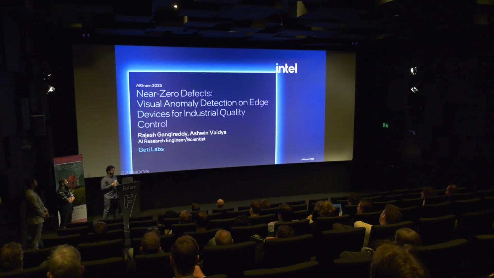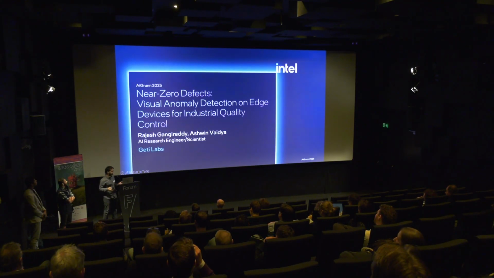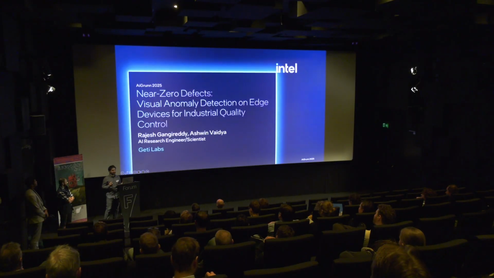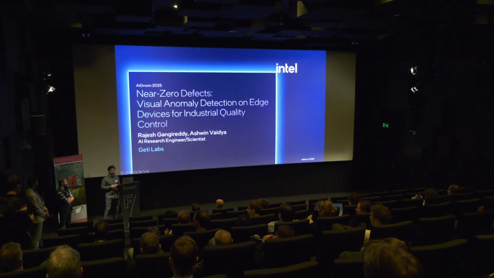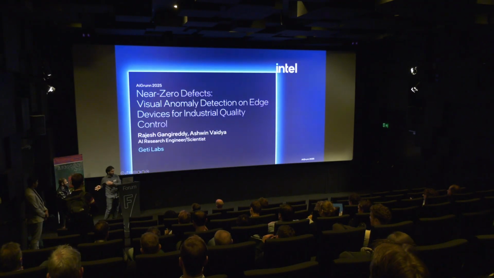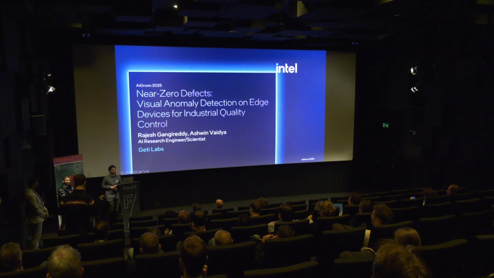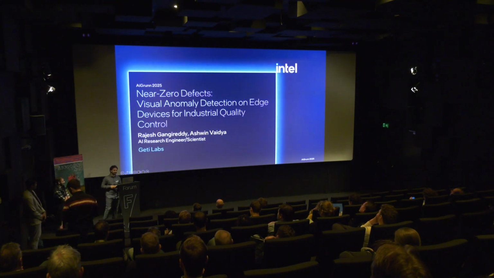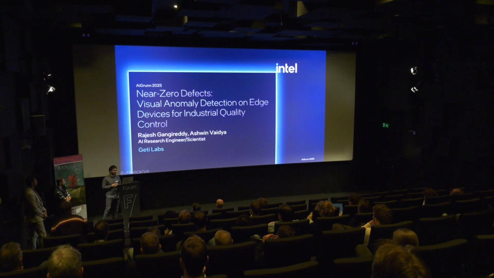So the title, as you can see, is Near Zero Defects. It's basically where we talk about visual anomaly detection on edge devices. And this is given by me and my colleague. I'm Rajesh, and he's Ashwin. We both work as AI researchers at a team we call Getty Labs at Intel. So let's get started.